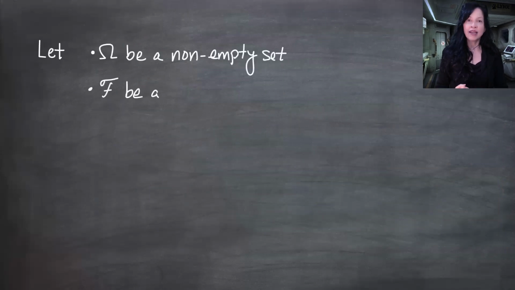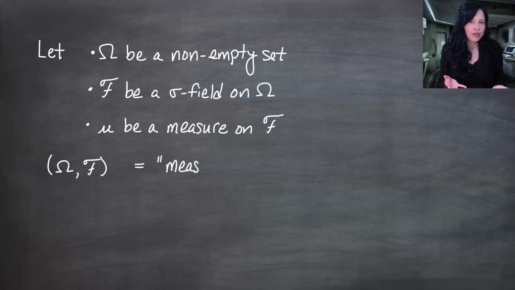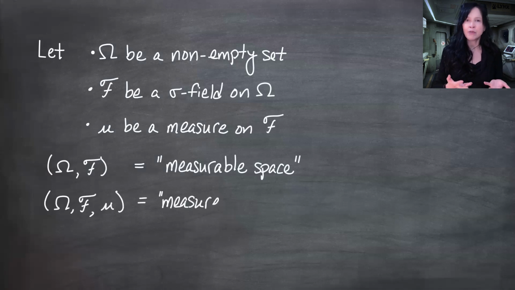So the setup is as usual. I had a non-empty set omega. I had a sigma field, or equivalently a sigma algebra, curly F on omega. And then we have a general measure mu taking values from curly F. So it takes in sets and it spits out non-negative real numbers. And when you look at omega and curly F together, you have a space that's ready for a measure. That's a measurable space. And when you look at the whole triple with omega included, you have a measure space.